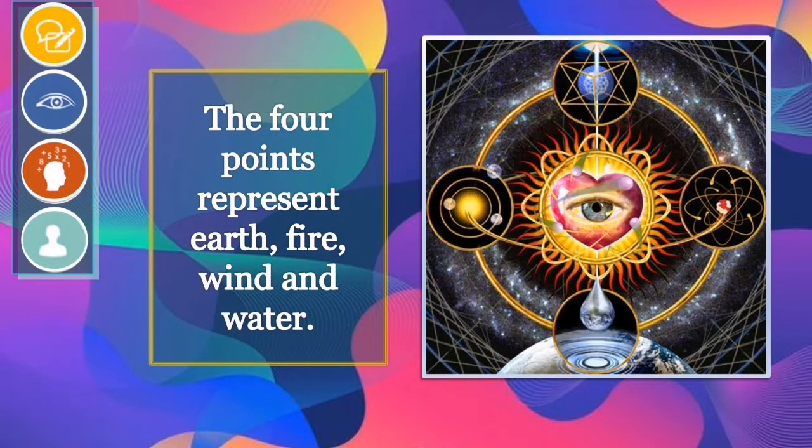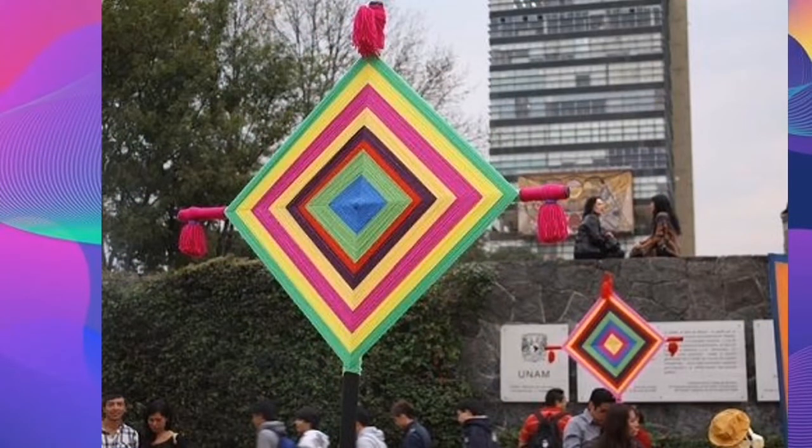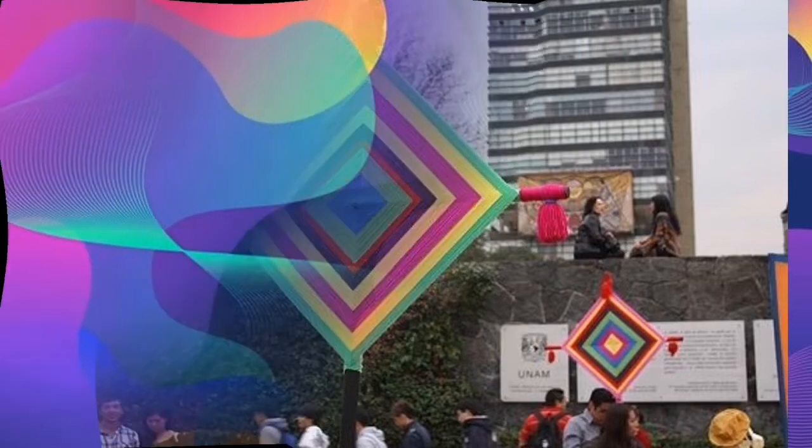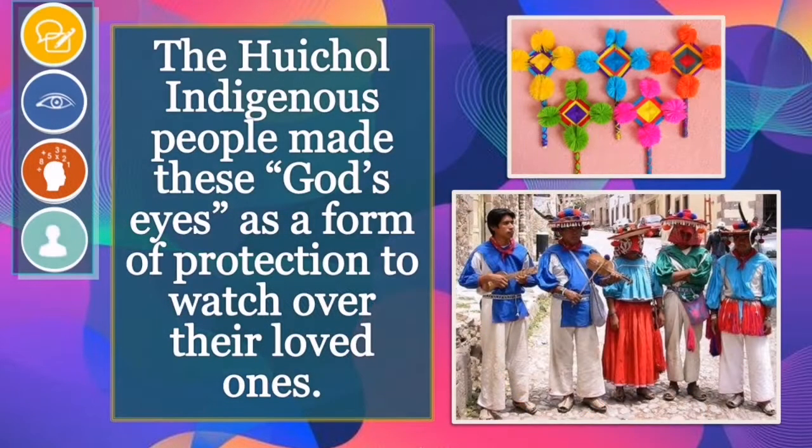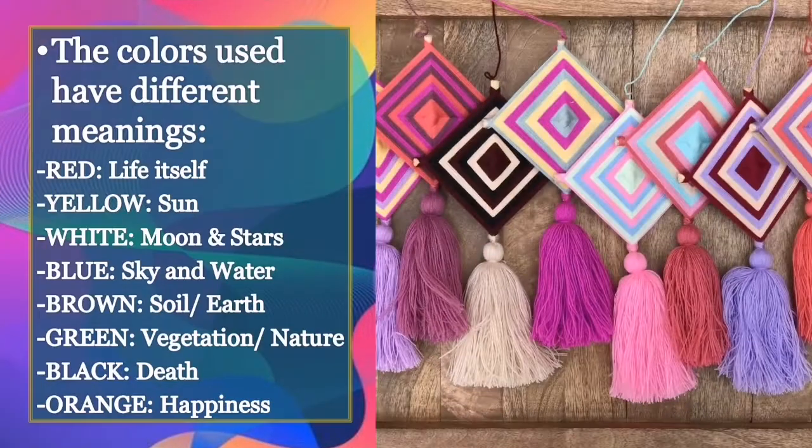The 4 points represent earth, fire, wind, and water. The Huichol indigenous people made these God's eyes as a form of protection to watch over their loved ones. The colors used have different meanings.